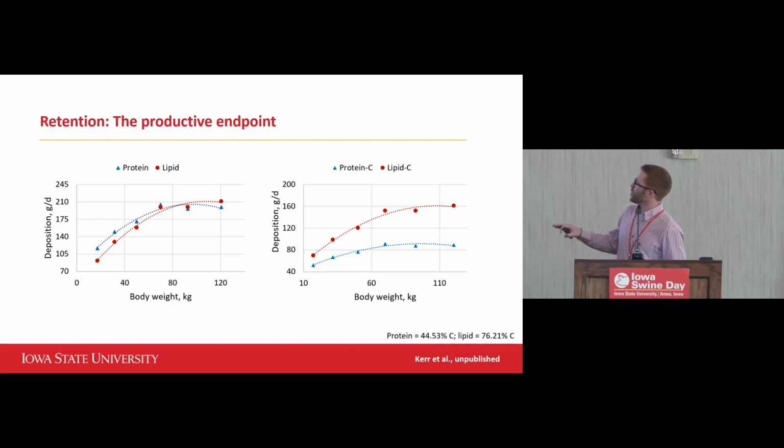Interestingly, if we look at protein carbon and lipid carbon deposition instead of just protein and lipid deposition, we see that lipid carbon deposition dominates for the entire growth period. That's simply a reflection that lipids contain 76% carbon versus the 44% that's in protein. But also, that difference in protein and lipid carbon gets bigger as the pigs get heavier.